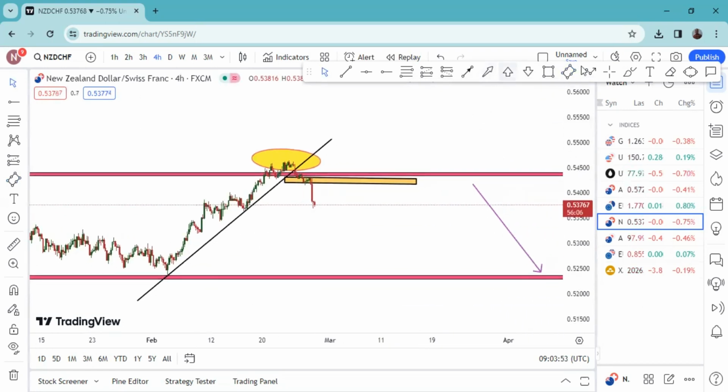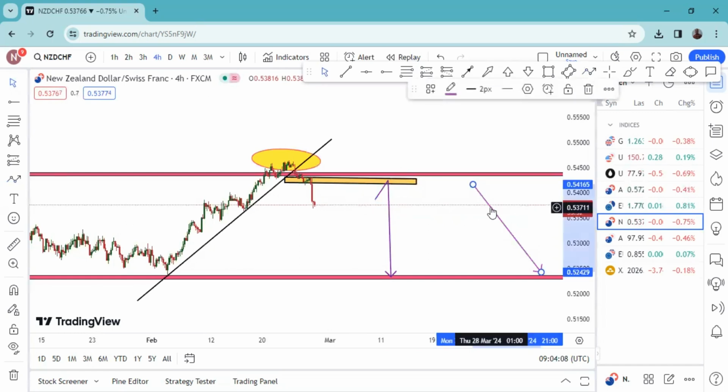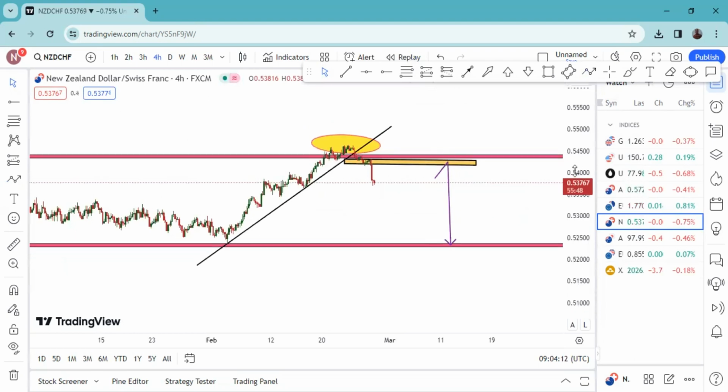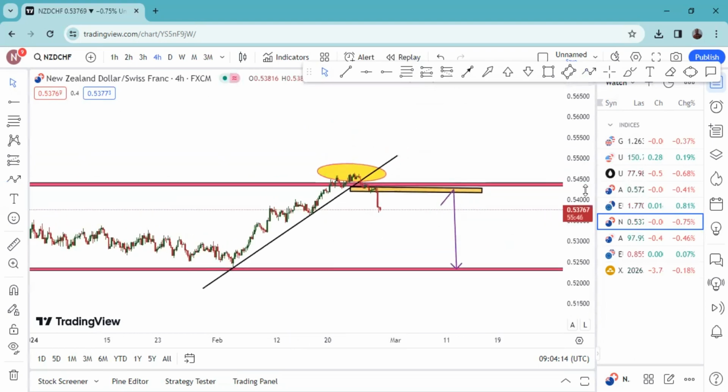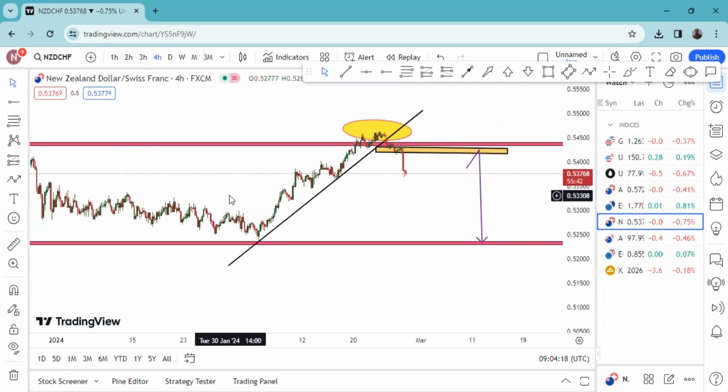So what I am expecting on NZD CHF is for the market to give me this. I want the market to retest.